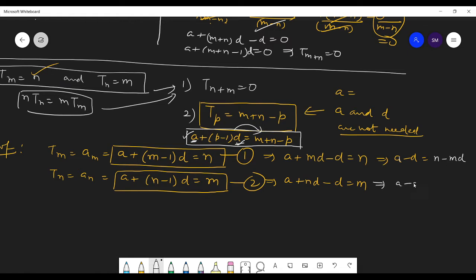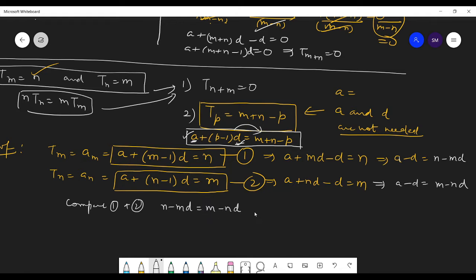So from here a minus d comes out to be n minus md, and a minus d from here comes out to be m minus nd. So clearly a minus d is equals to this and a minus d is equals to this. So we can compare first and second. And what do we get? n minus md is equals to m minus nd.